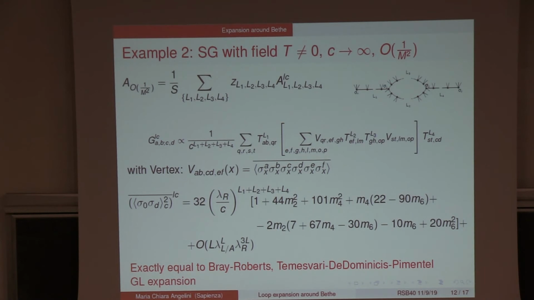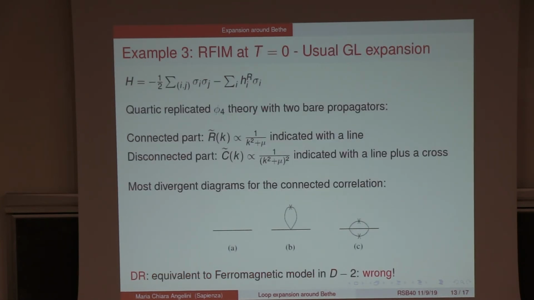Okay, so why introduce a new expansion to recover old results? Because it's not always like this. So third example, the random field Ising model at T equals 0. So the usual Ginzburg-Landau expansion is an expansion in which you have quartic vertices, but then you have two types of correlation functions. So you have a single pole, so the usual Bethe propagator that is associated to connected correlation functions, and then you have a double pole here associated to disconnected correlation functions. And then you have some Feynman rules to construct Feynman diagrams of all orders.